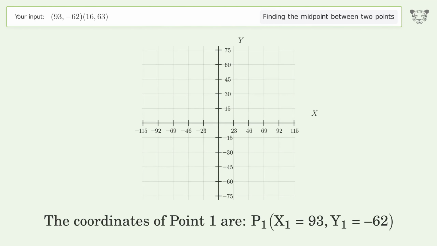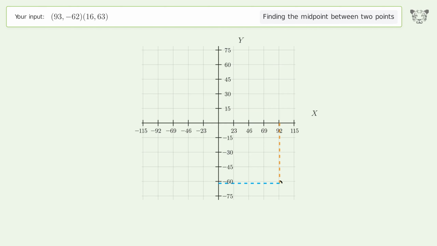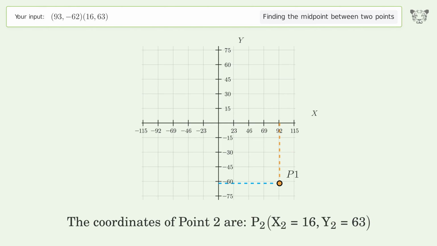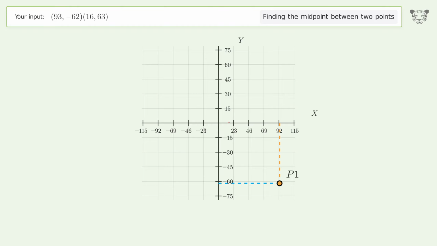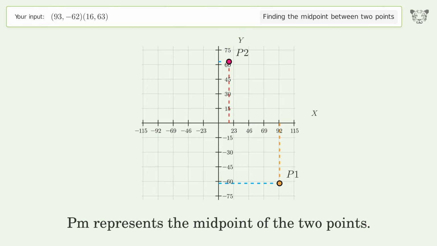The coordinates of point 1 are x1 equals 93, y1 equals -62. The coordinates of point 2 are x2 equals 16, y2 equals 63. PM represents the midpoint of the 2 points.